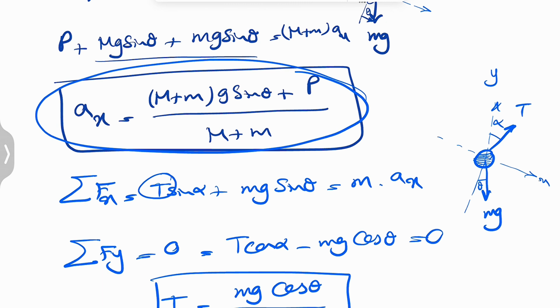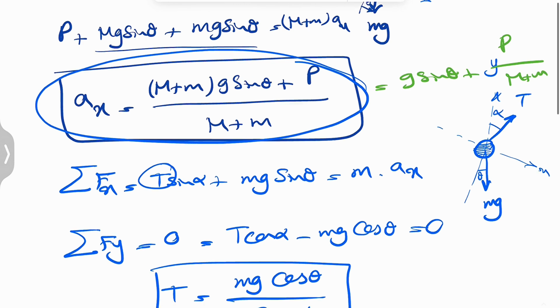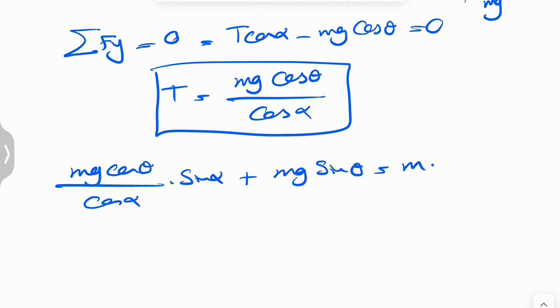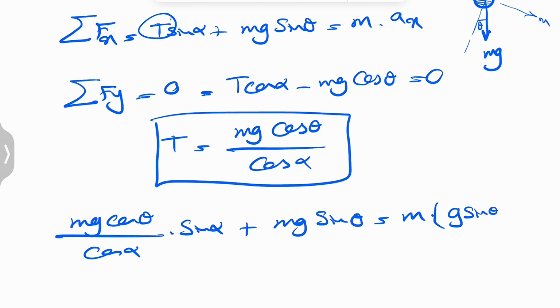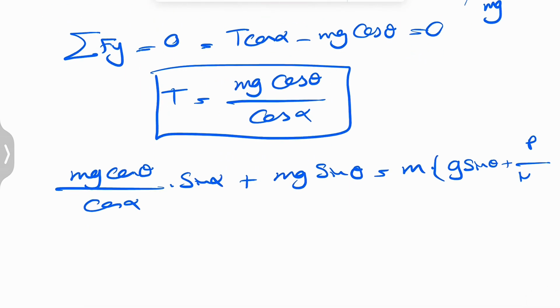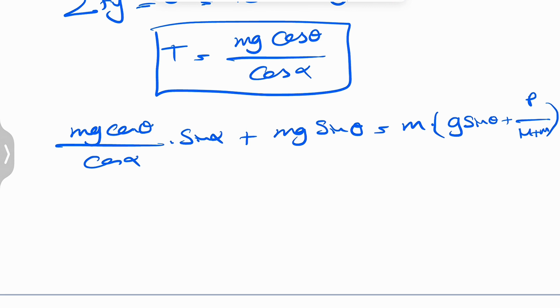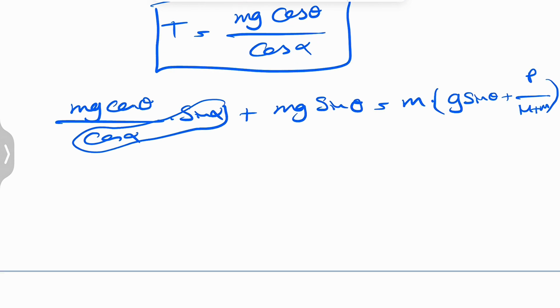So here, this can be also written, if we divide numerator by the denominator, as g sine of theta plus P over M plus m. So we're just going to put that in here, times g sine of theta plus P over M plus m. So now we just have to deal with this. This value right here is going to be tangent of alpha.